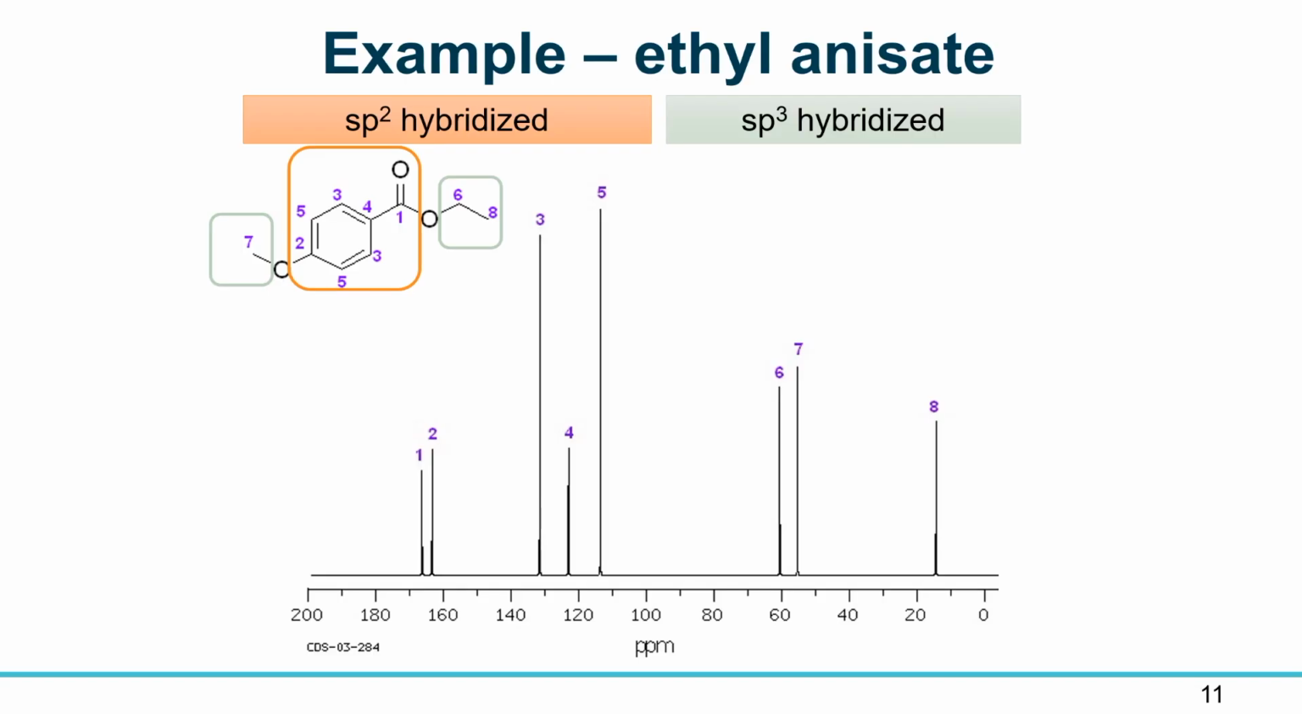The sp3 hybridized carbons we can identify based upon their relative deshielding. Carbons labeled 6 and 7 are beside electronegative atoms, which deshields them, putting them up around 50 to 60 ppm. Finally, the carbon labeled 8 is the most shielded at around 14 ppm, as it is an sp3 hybridized carbon, slightly farther away from electronegative atoms.